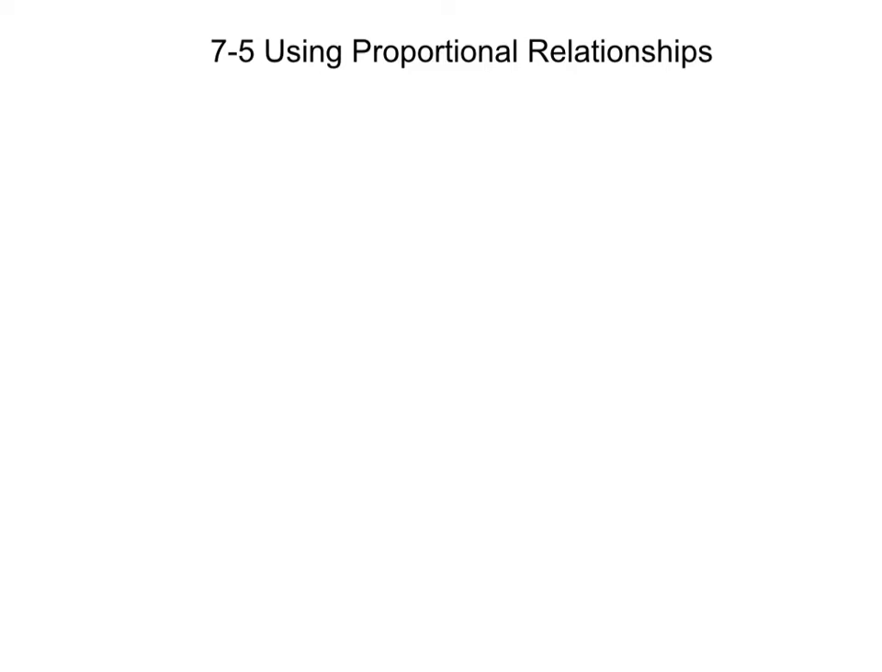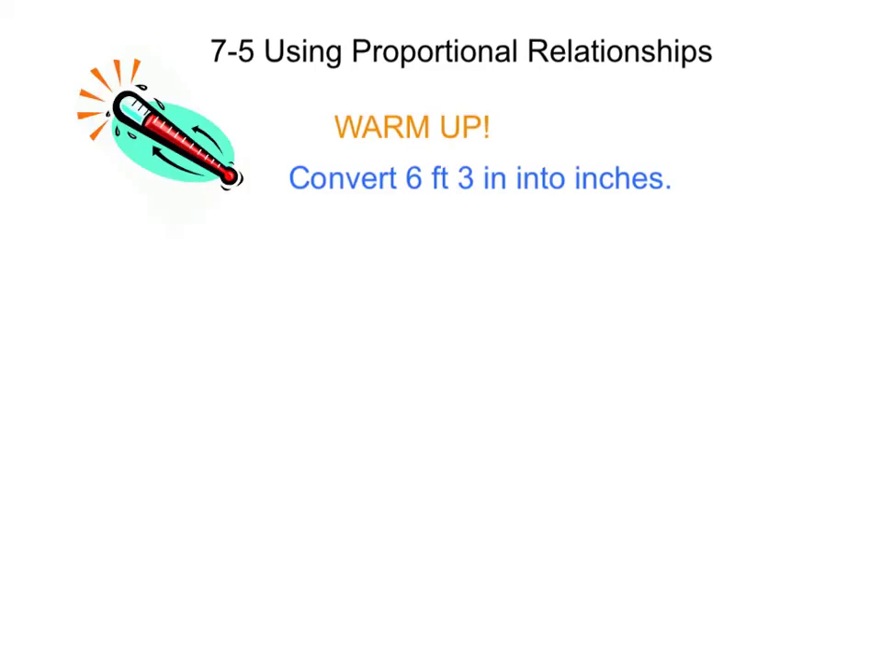Today we're going to talk about 7-5, using proportional relationships. Before we actually begin, we have a warm-up. What we want to do is convert 6 feet 3 inches into inches.